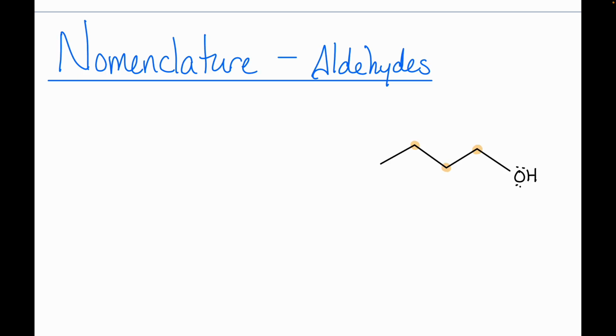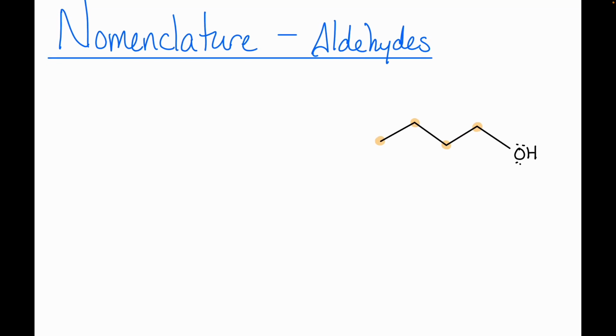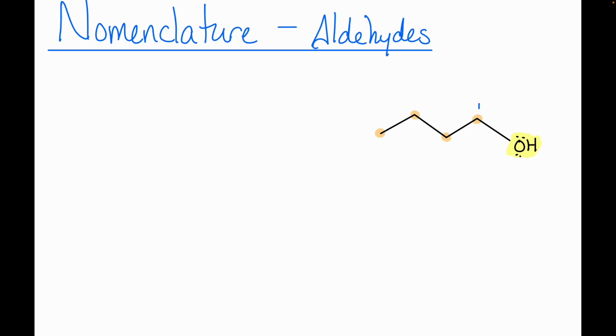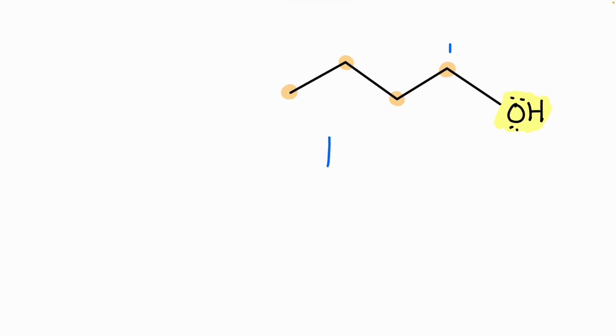We got these 4 carbons here and our alcohol functional group. The alcohol functional group is located on carbon 1. So this would be 1-butanol. And then we have this AN in our name here, butanol.